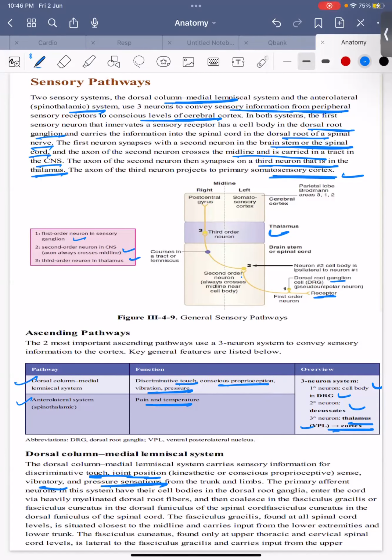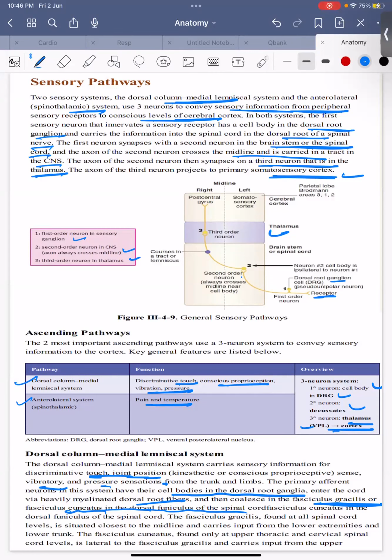The afferents have their cell bodies, the primary order neurons, in the dorsal root ganglia. Then they enter the spinal cord in the form of the axons of the dorsal root, the heavily myelinated dorsal root fibers. Then these dorsal root fibers coalesce together and form what are known as the fasciculus gracilis and fasciculus cuneatus. These are the tracts present in the dorsal part of your spinal cord.